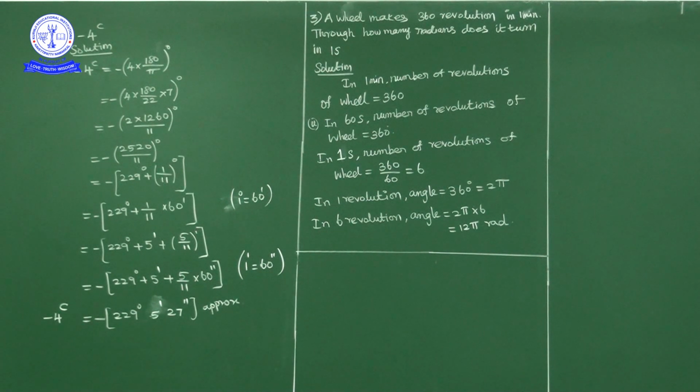What is given here is a wheel makes 360 revolutions in 1 minute. In 60 seconds it makes 360 revolutions, so in 1 second it will make 360 upon 60, which is 6 revolutions. 1 revolution total angle is 2 pi. So in 6 revolutions the total angle is 2 pi into 6, which is 12 pi radians. That is the answer.